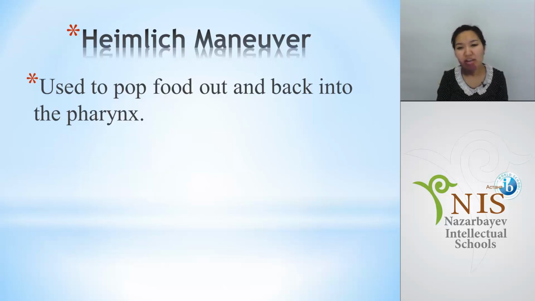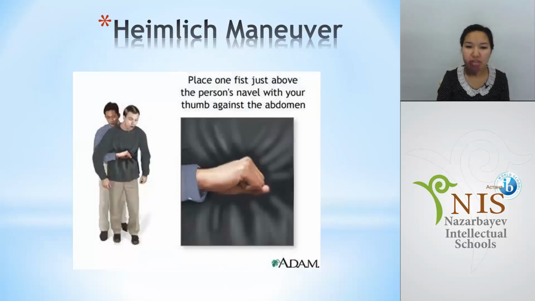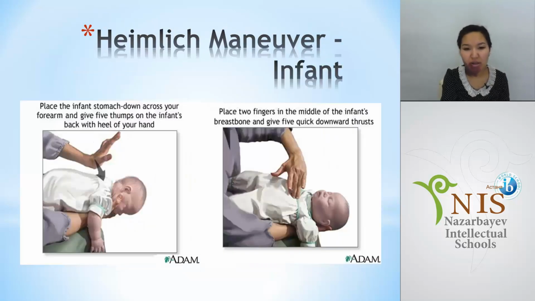Next important thing: if you are eating and something happens, we have the Heimlich maneuver. What is the Heimlich maneuver? It is used to pop food out and back into the pharynx. How is it done? Here you can see two persons. Place one fist just above the person's navel with your thumb against the abdomen, and this is called the Heimlich maneuver.